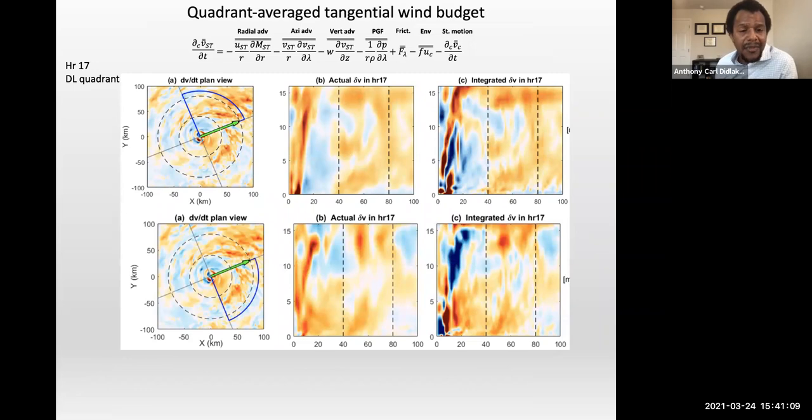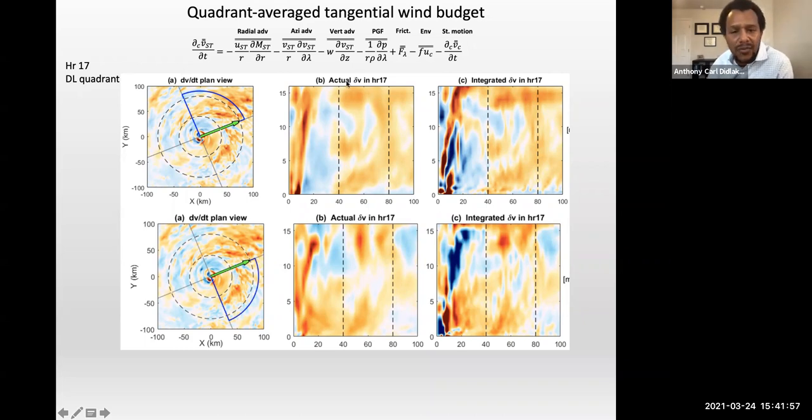In order to understand what's causing the acceleration of the wind field, we did a budget analysis of the tangential wind, where we have our terms that are all contributing to the full axisymmetric tangential wind evolution. These are the terms contributing to the acceleration here: radial advection, azimuthal advection, vertical advection, pressure gradient, and other forces and terms. All right, so we focused on just the downshear left quadrant and the downshear right quadrant.